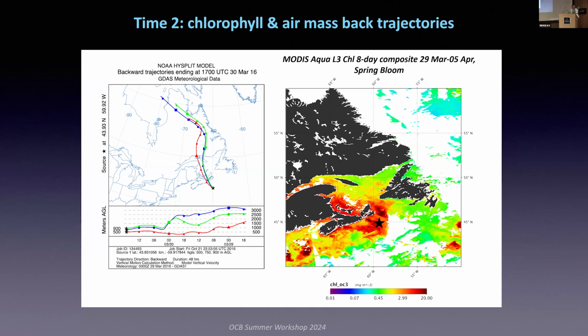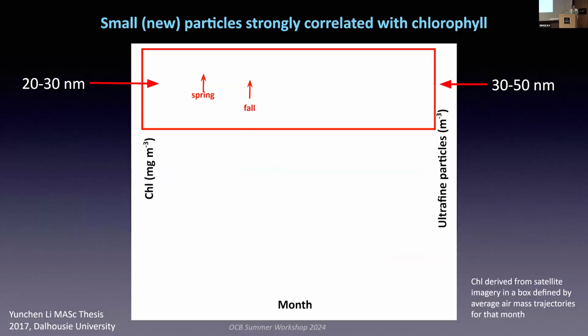And what you see is that the air mass originated in the relatively clean part of the North American continent up in the Hudson Bay area, moved down sparsely populated areas, and in this last few hours before it reached Sable Island, it did indeed pass over a region of enhanced primary productivity. So I'm telling you a bit of a smoking gun story here.